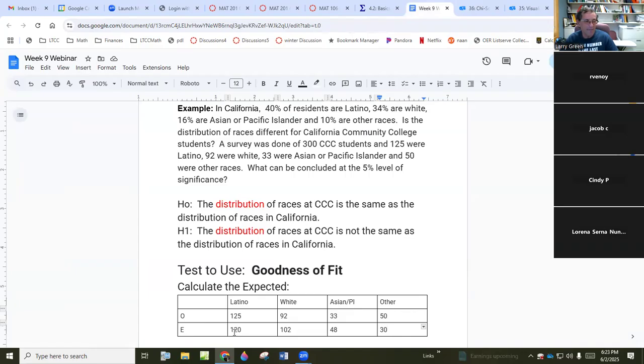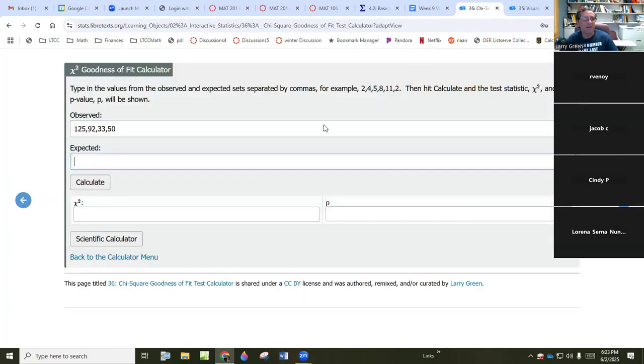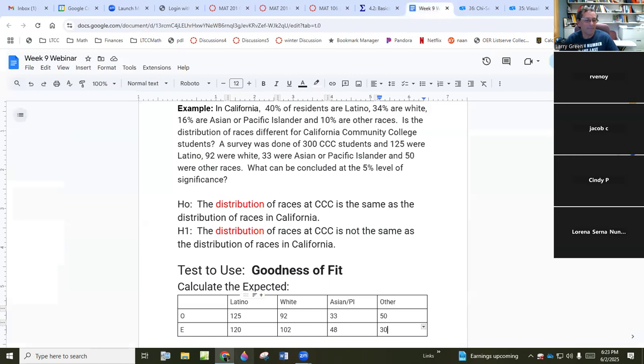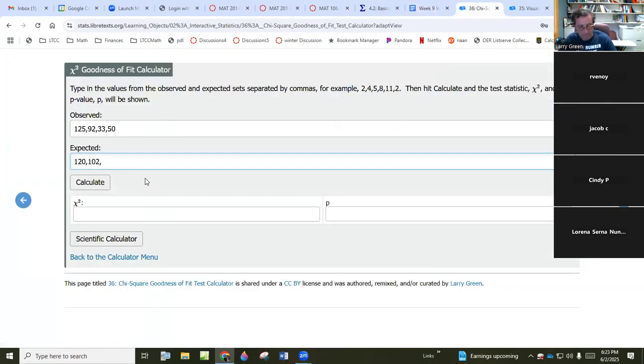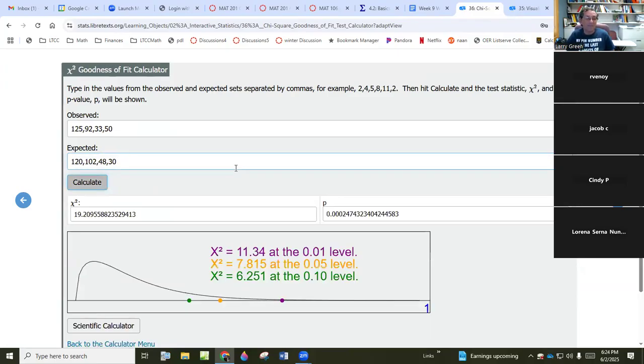we had 120, 102, 48 and 30. So 120, comma, 102, comma, 48, comma, 30. Any questions? All right, and I hit calculate.